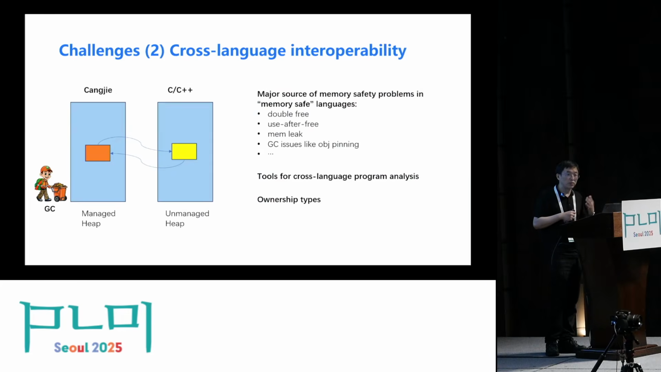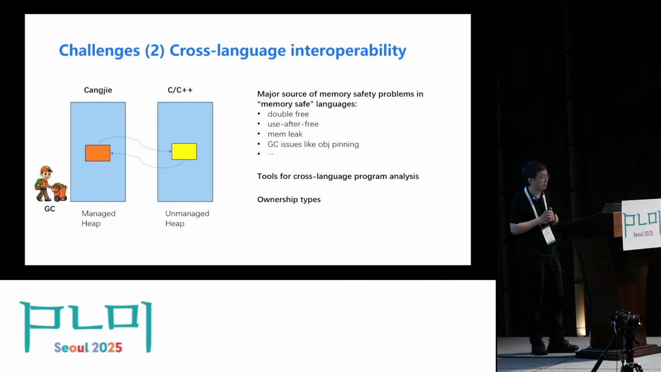So the next problem is about cross-language interoperability. I think our previous work explained this issue very nicely. The interaction between managed languages and C, C++ causes lots of memory safety issues. Actually, in Cangjie, this is also one of the major sources of memory safety problems, although Cangjie is supposed to be a memory-safe language. So to address this problem, we probably need some tools to support cross-language program analysis.